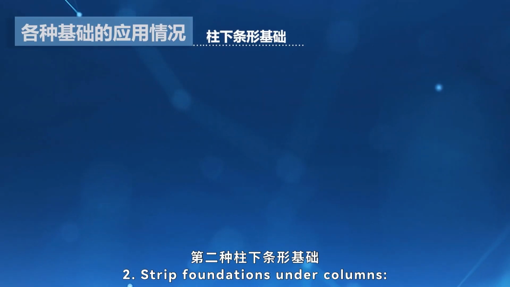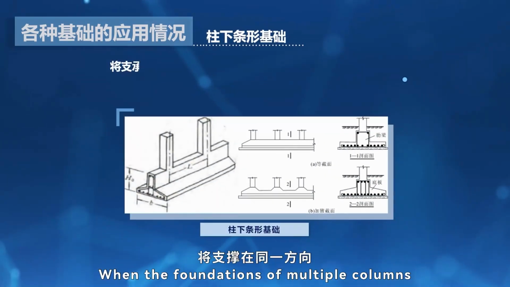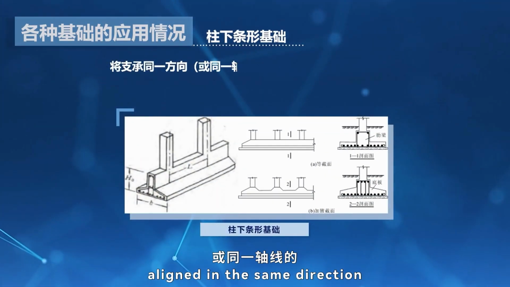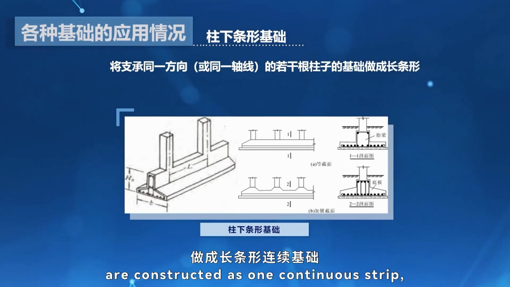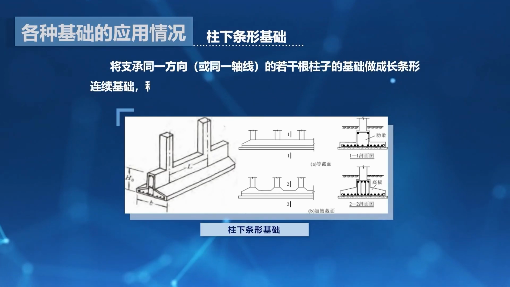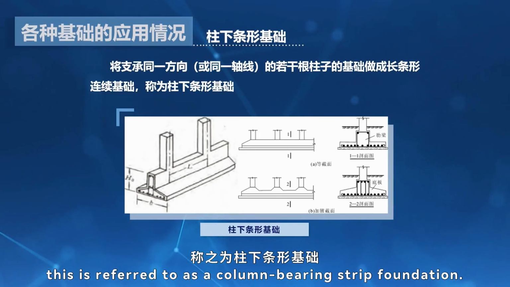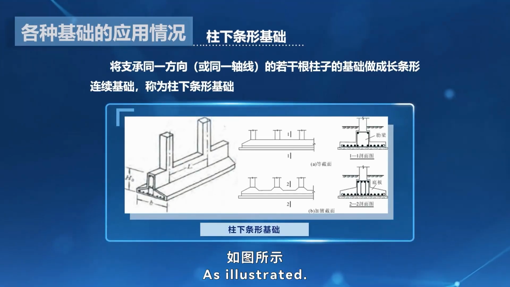2. Strip foundations under columns. When the foundations of multiple columns aligned in the same direction or along the same axis are constructed as one continuous strip, this is referred to as a column-bearing strip foundation, as illustrated.